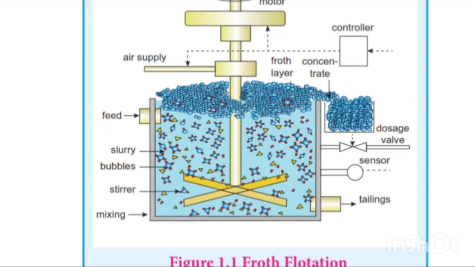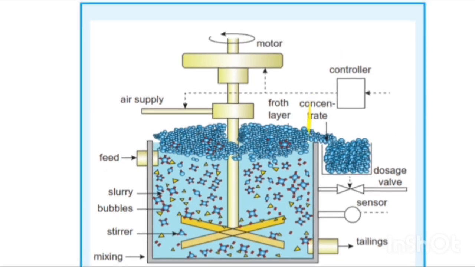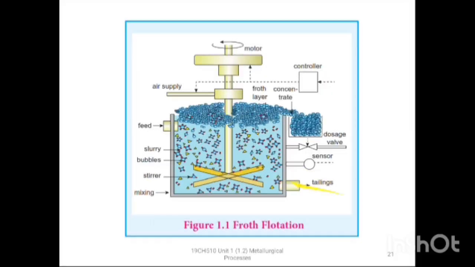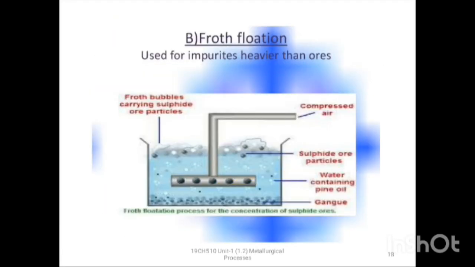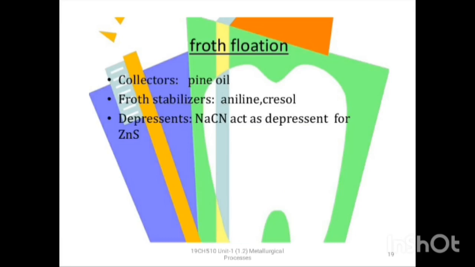Here we are taking the sulfide ores inside the container, and the motor is connected with a stirrer. These are some additives which can be used in the froth flotation process. One is pine oil. Pine oil will be added for collecting the froth, and froth stabilizers are nothing but aniline and cresol, and the depressants are nothing but sodium cyanide and zinc sulfide.